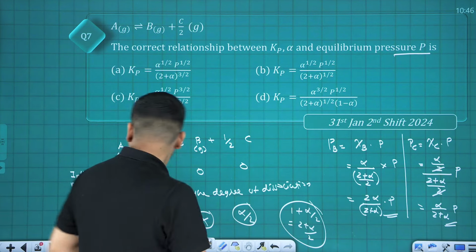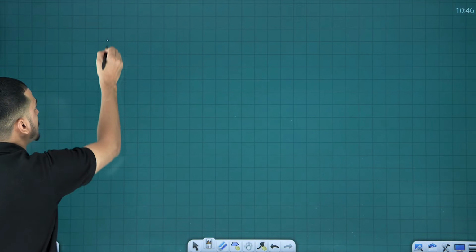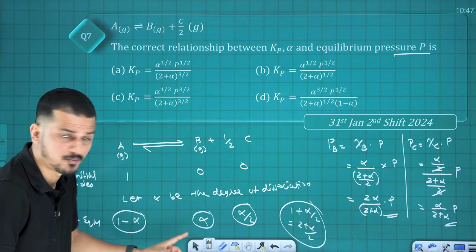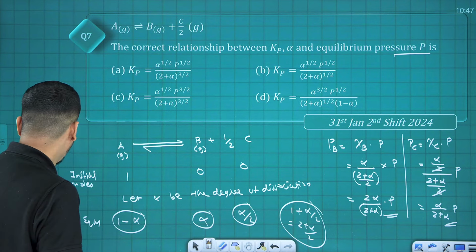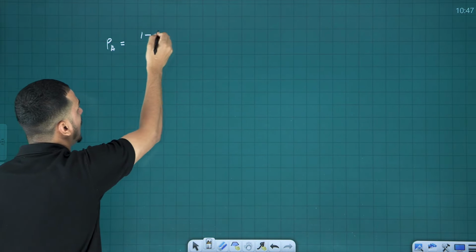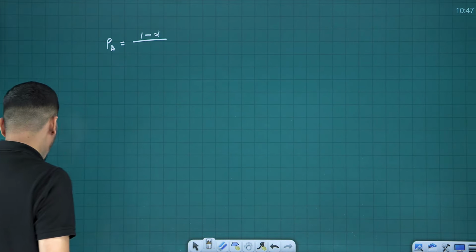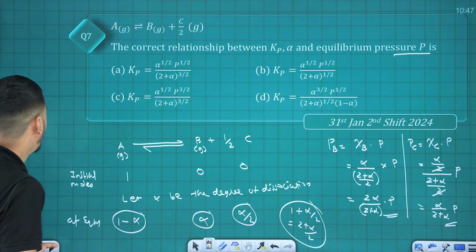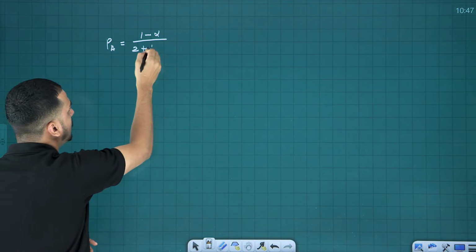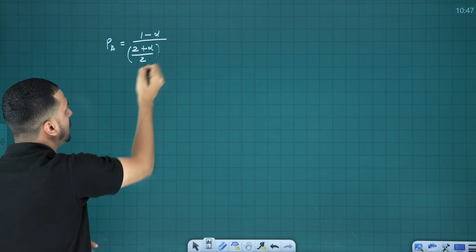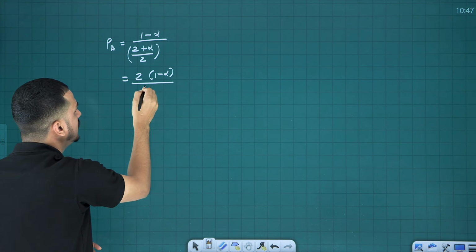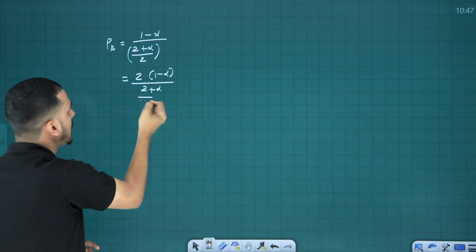Then how can I find the partial pressure of A? Partial pressure of A equals, what's the number of moles of A at equilibrium? 1 minus alpha. So 1 minus alpha divided by the total number of moles, 2 plus alpha by 2. That is 2 into 1 minus alpha by 2 plus alpha, into P. This is the partial pressure of A.